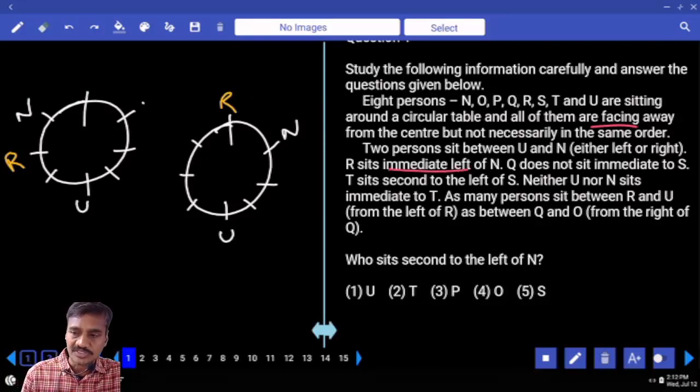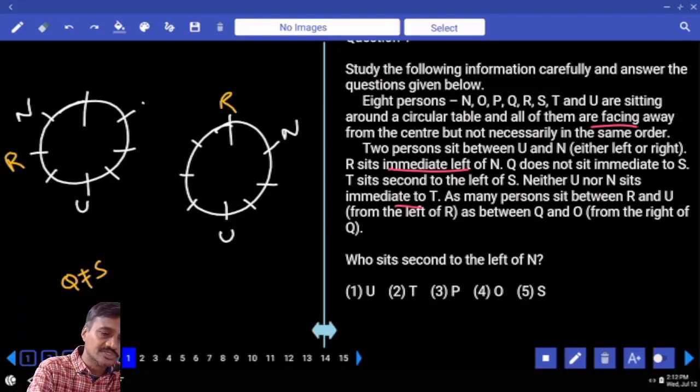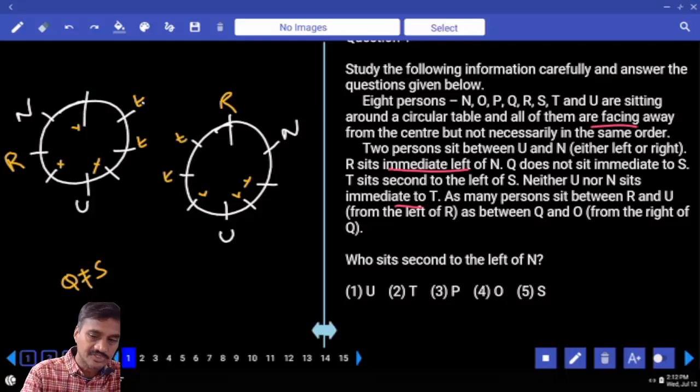And Q does not sit immediate to S. Now Q and S are not seated adjacent to each other. Neither U nor N sits immediate to T. U and N cannot be adjacent to T, and T cannot be here, cannot be here, cannot be here. U and N are not adjacent to T. How many possibilities do we have for this T? 2 possibilities. T can be either here or here. And here again, T can be at any one of these 2 places.